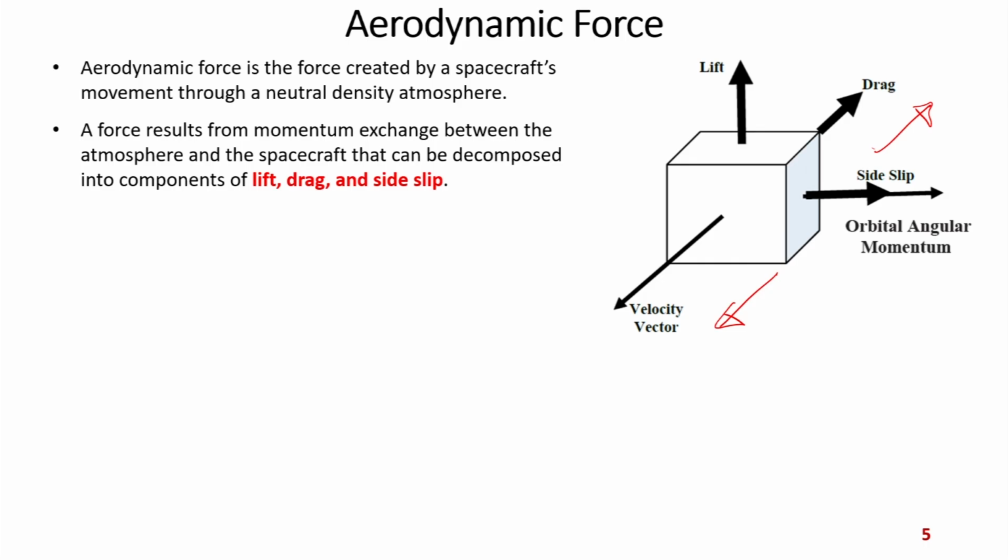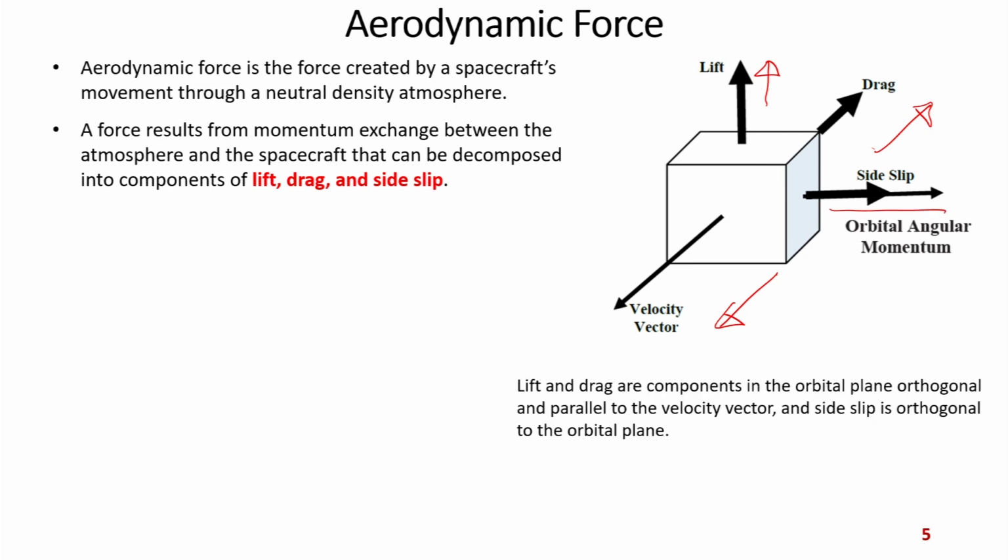Another force, perpendicular to this drag force, is called the lift, and perpendicular to both the drag force and the lift force, the third force is called the side slip. The drag force and the lift lie on the orbital plane, orthogonal and parallel to the velocity vector, whereas the side slip is orthogonal to the orbital plane. This will be clear when I show it.